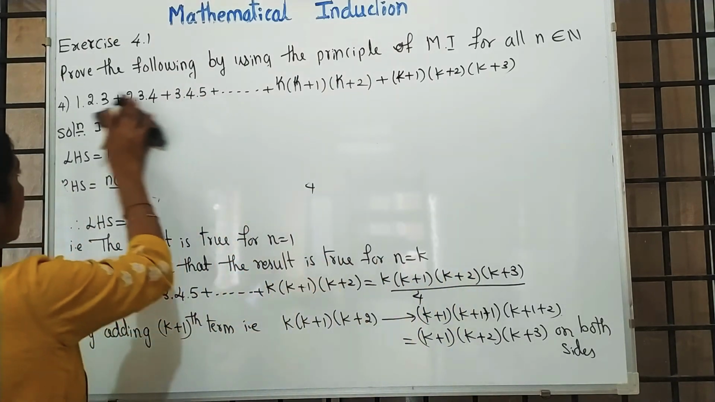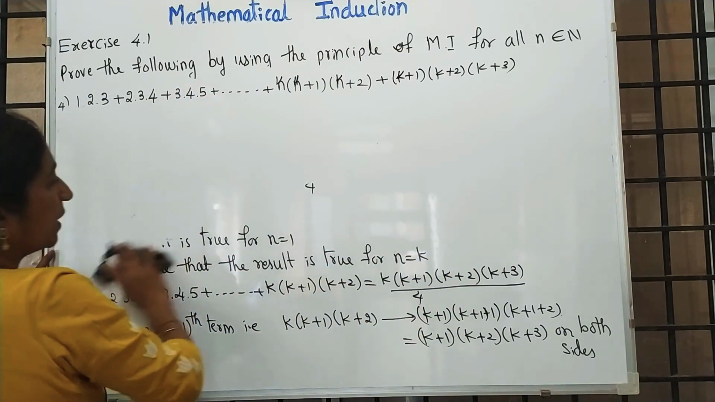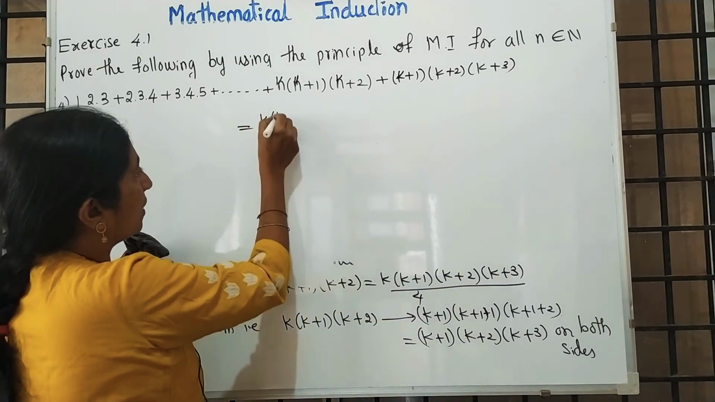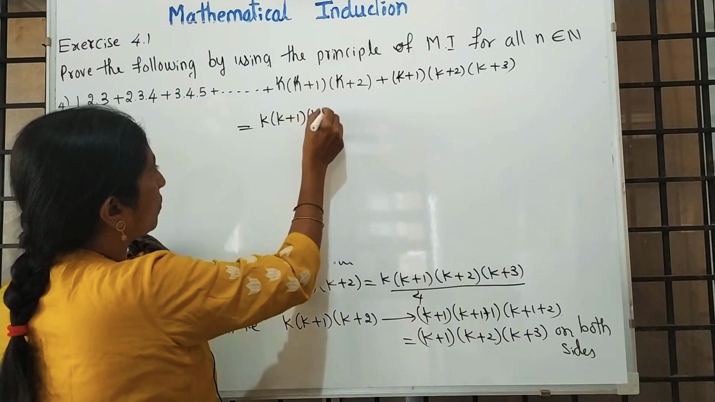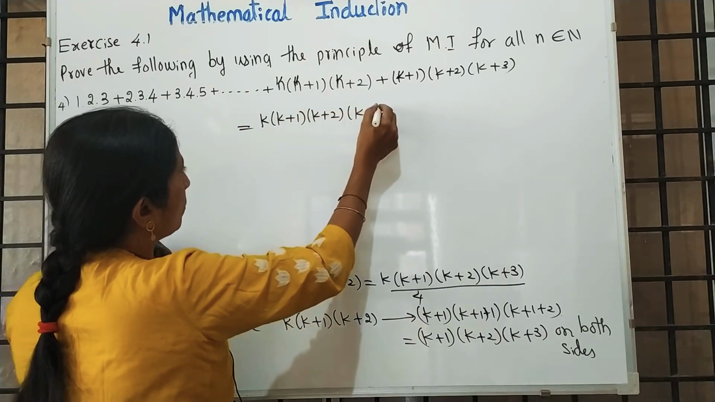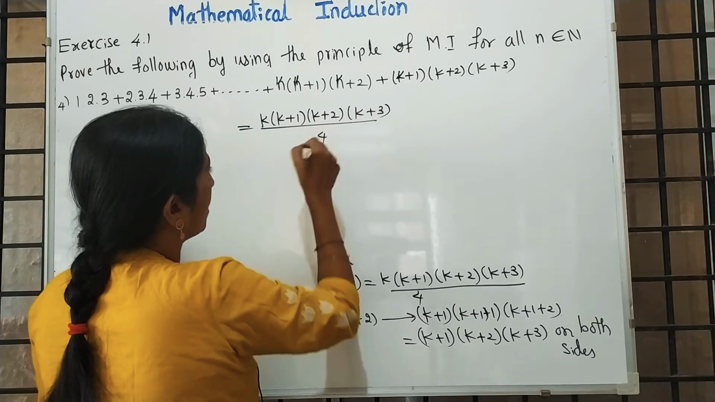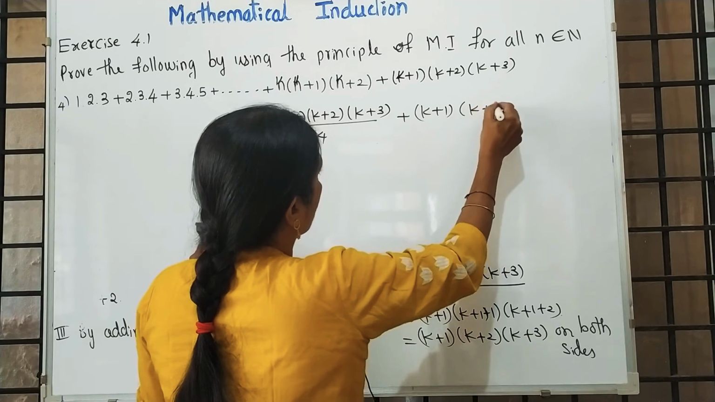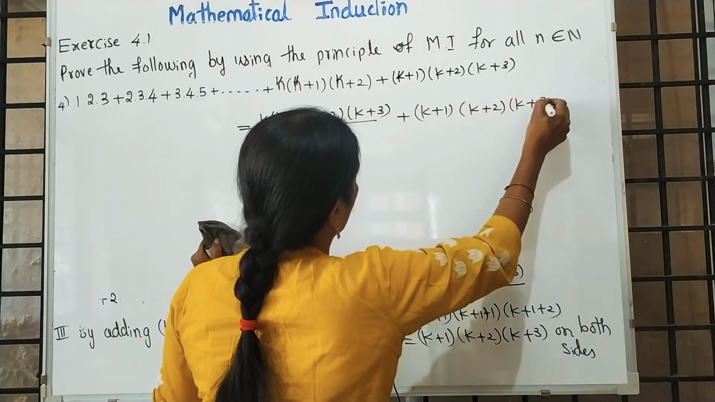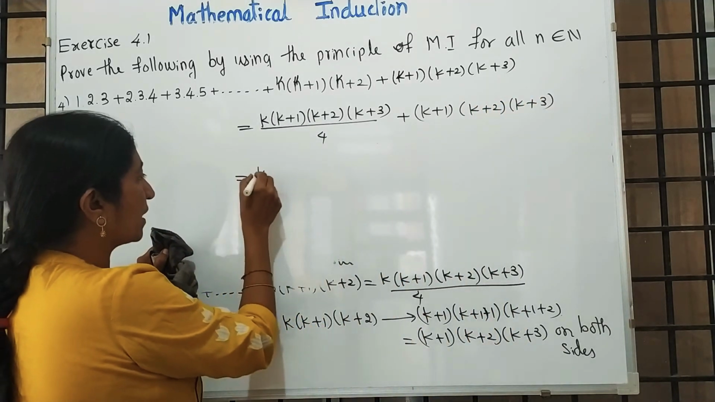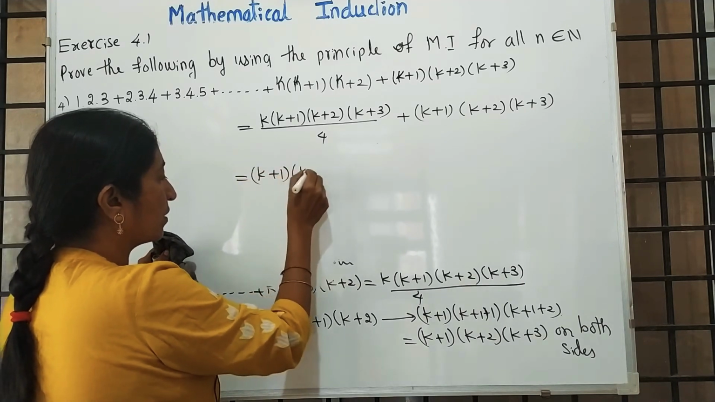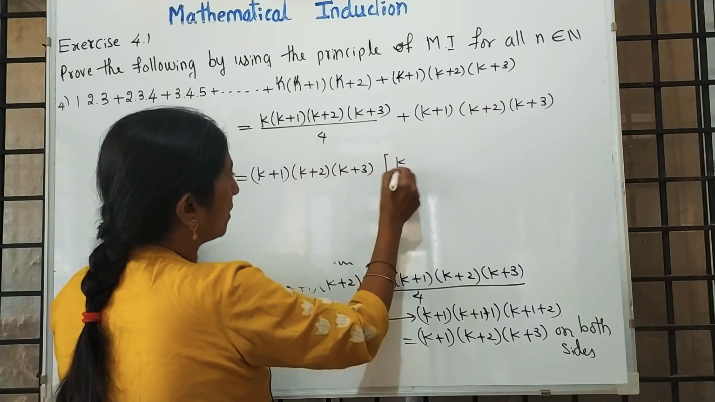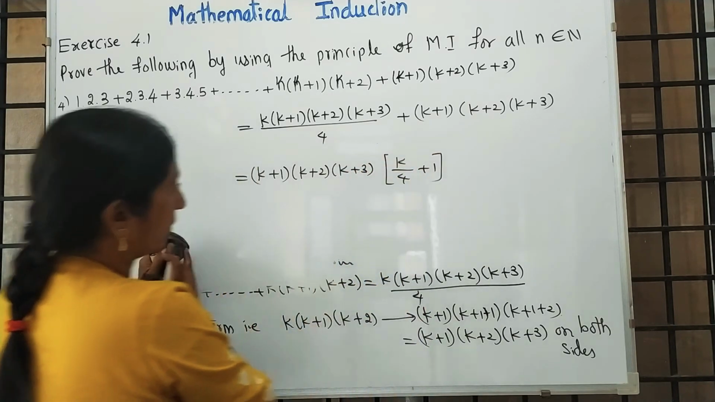Next, to write the right side, there is no place in front of that. I am writing below. Here I am writing is equal to k into k plus 1 into k plus 2 into k plus 3 divided by 4 plus k plus 1, k plus 2, k plus 3. What we can take common? k plus 1, k plus 2, k plus 3 common in the bracket, k by 4 plus 1.